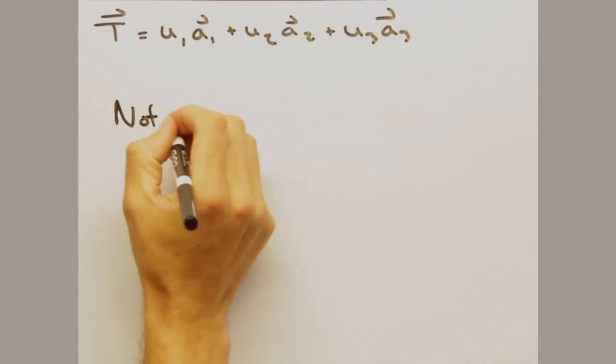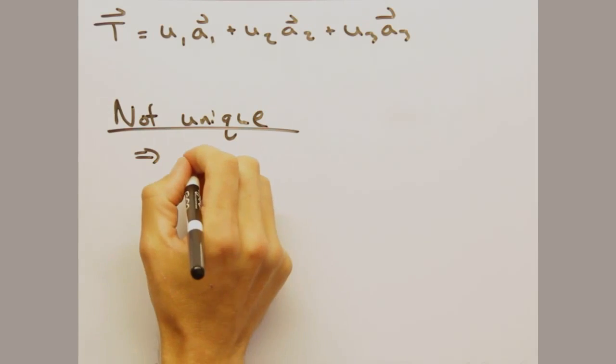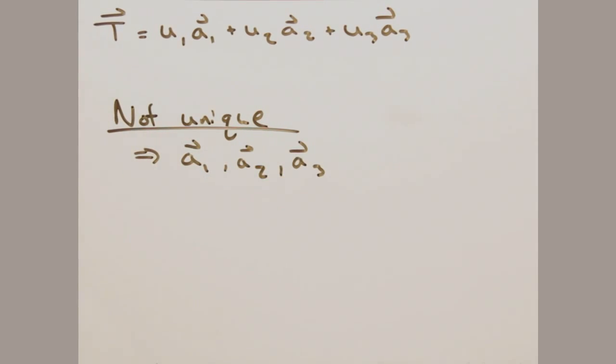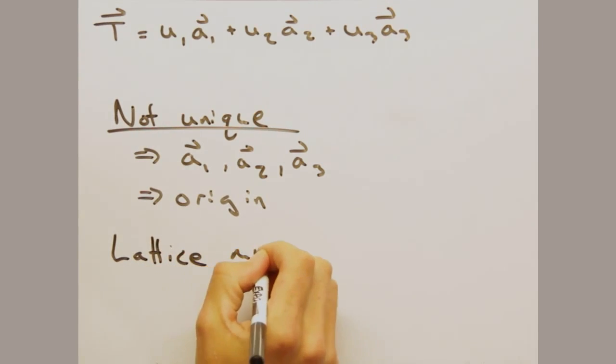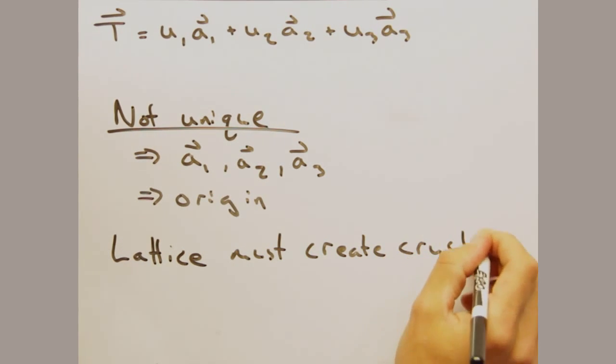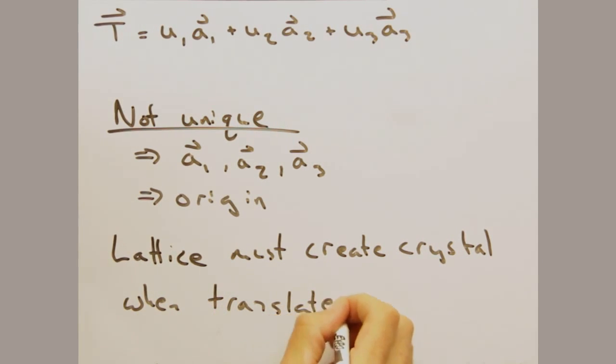So the original a1 and a2 we chose aren't unique? No, they're not. Likewise, we can choose any origin we want. All the lattice has to do is satisfy the constraint that when tiled, it creates the crystal. Since both of our selections do that, they're both perfectly valid.